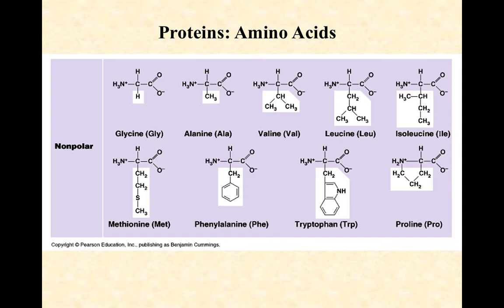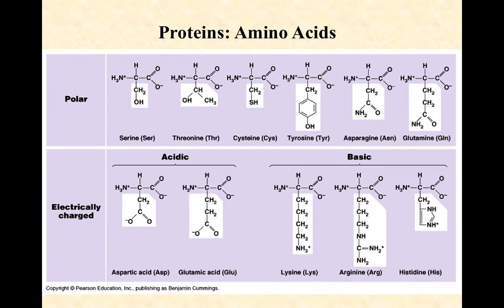So the first group of amino acids, which contains 1, 2, 3, 4, 5, 6, 7, 8, 9 of the 20 amino acids. These are the nonpolar amino acids. These are going to hide from water. They're going to be embedded in membranes, embedded in the interior of a folded protein, etc.